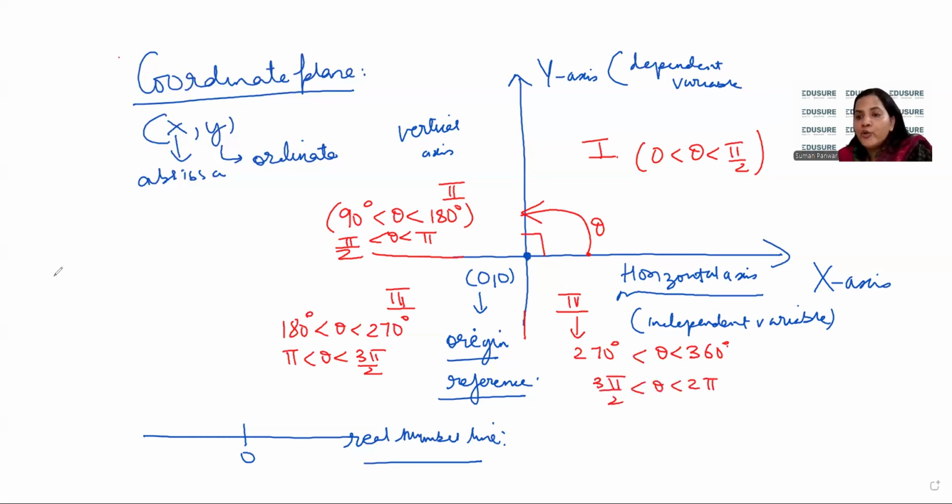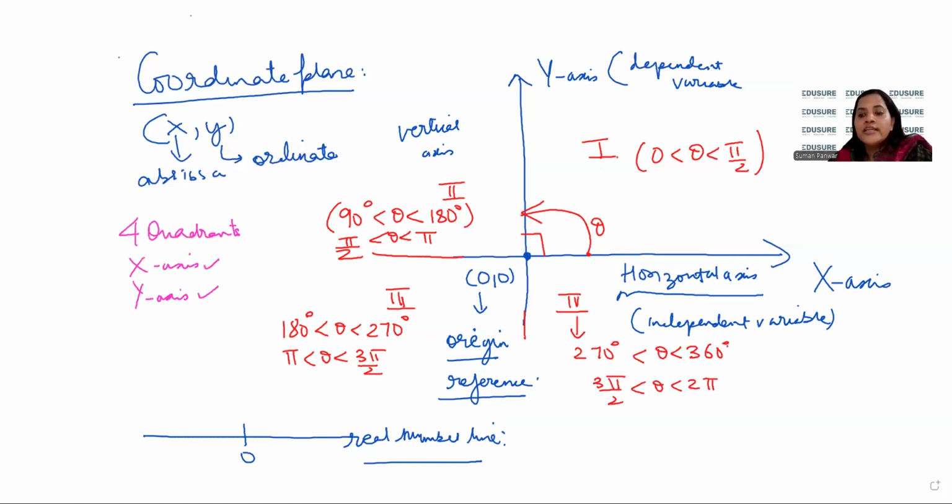So the entire 2D plane is divided into 4 quadrants. So how many quadrants do we have? We have 4 quadrants and x-axis and y-axis. X-axis and y-axis are not a part of these quadrants. So quadrant 1, quadrant 2, quadrant 3, quadrant 4 and x-axis and y-axis together make the coordinate plane.